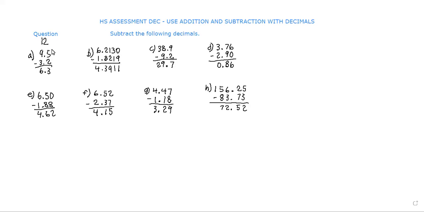Starting on the right column for A, 5 minus 2 is 3, 9 minus 3 is 6. So our answer is 6.3.